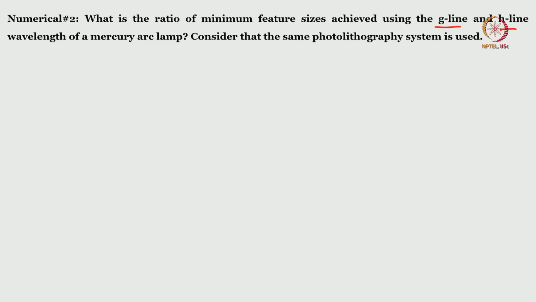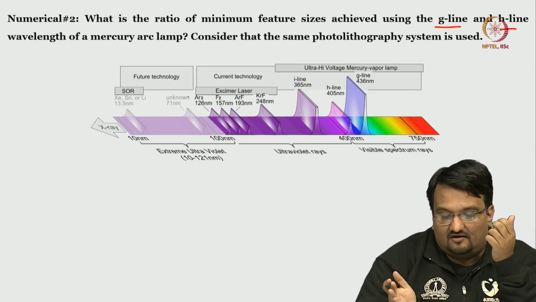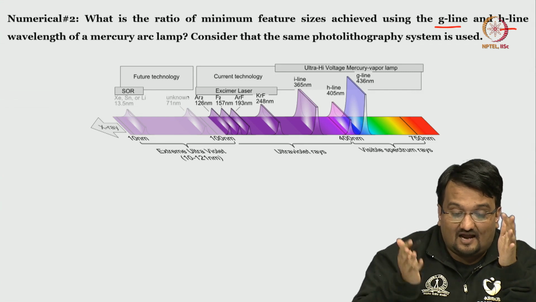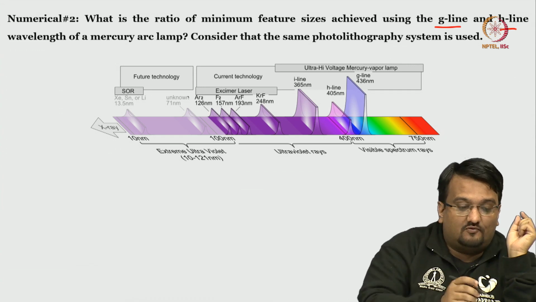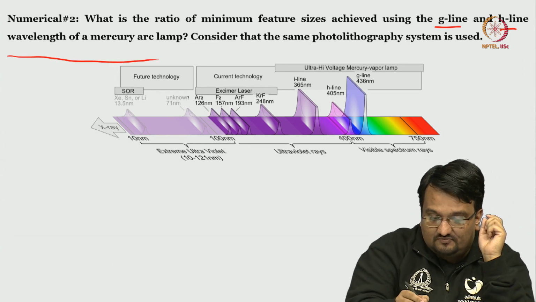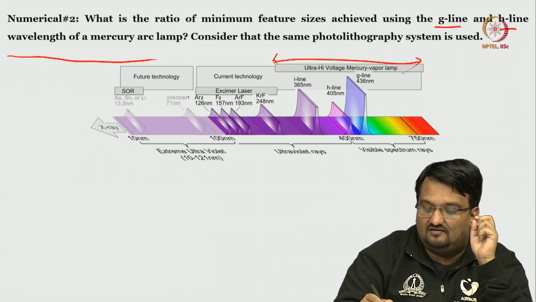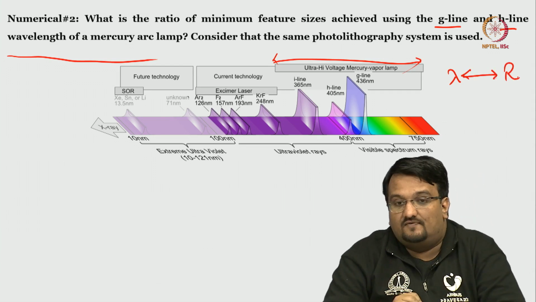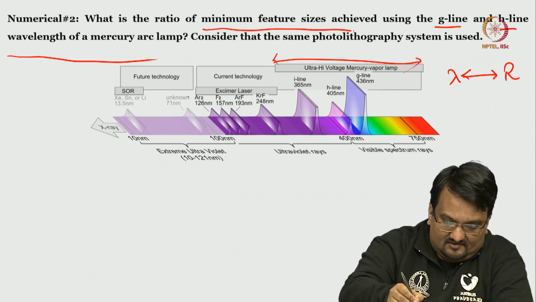Okay. So, this is basically the emission spectra of a mercury arc lamp. You can see there are different forms of wavelength and different types of illuminations provided here. So, these are like the ranges for a mercury arc lamp. Okay. Now, there is a relationship between the wavelength and resolution. Okay. So, wavelength and resolution, there is a relationship. Resolution is nothing but minimum feature size achieved.